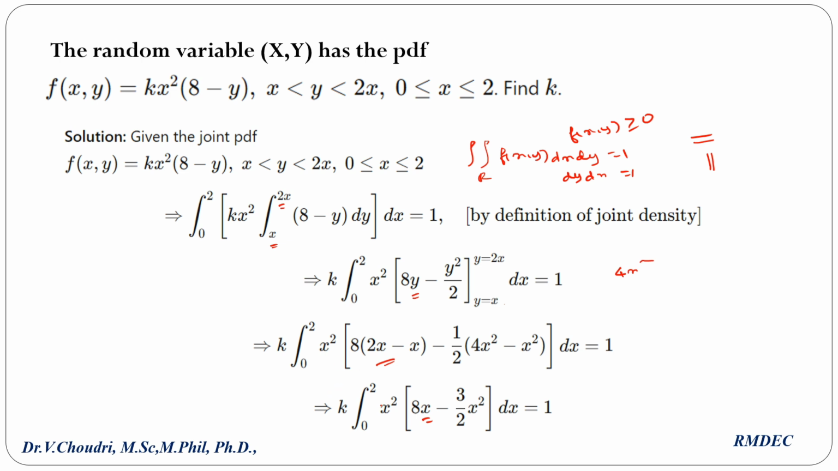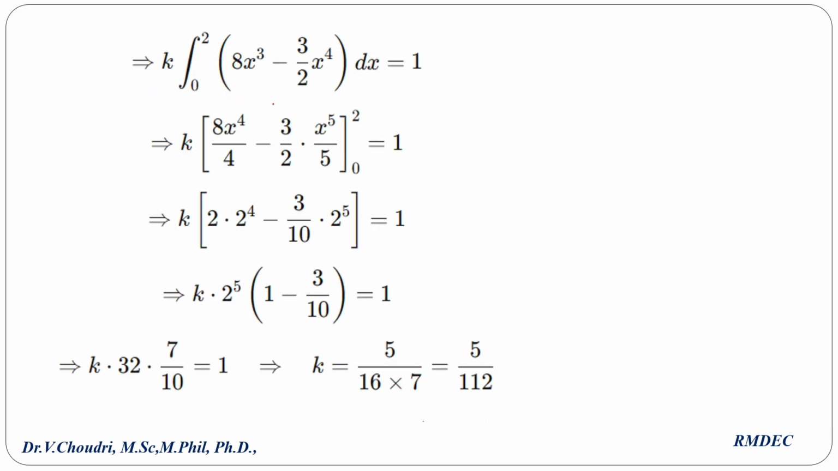Okay, now multiply x square inside the bracket. Now we keep k outside as it is. So 8x into x square is 8x cube, x square into x square is x power 4. So minus 3 by 2 x power 4. See, 8x cube minus 3 by 2 x power 4, into k dx equal to 1.